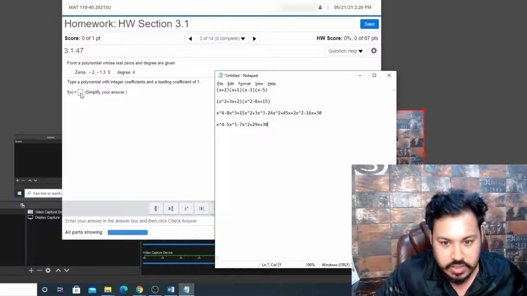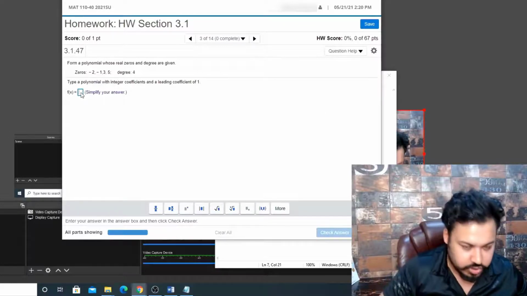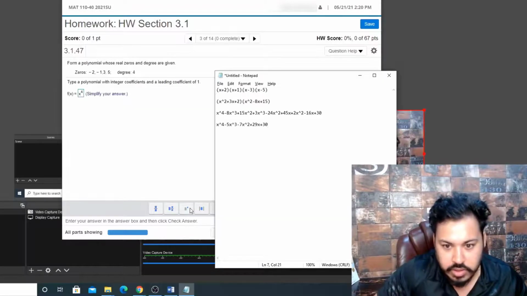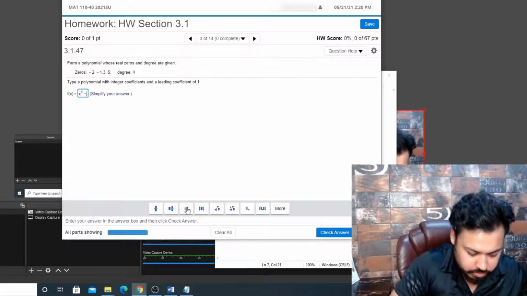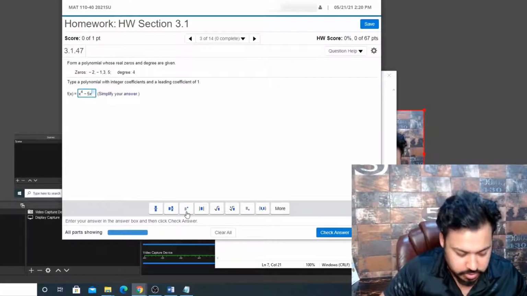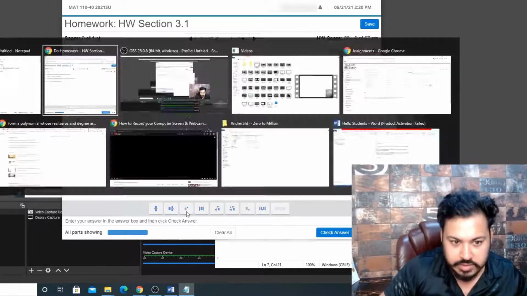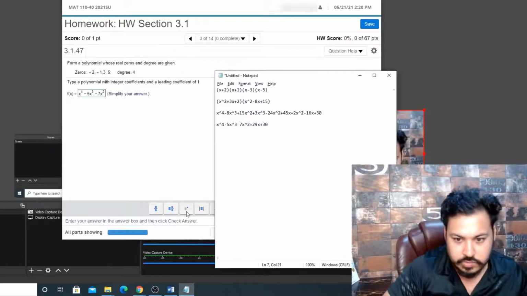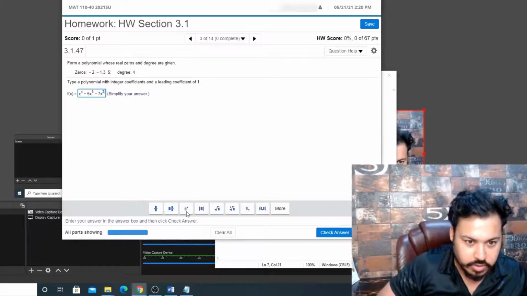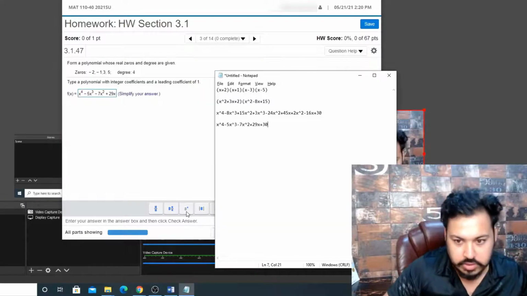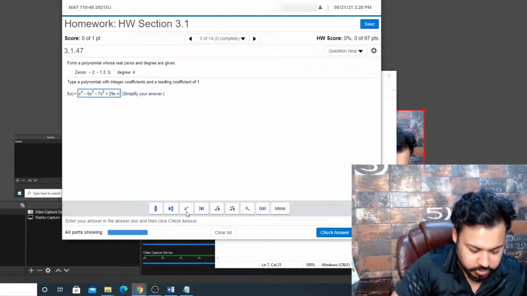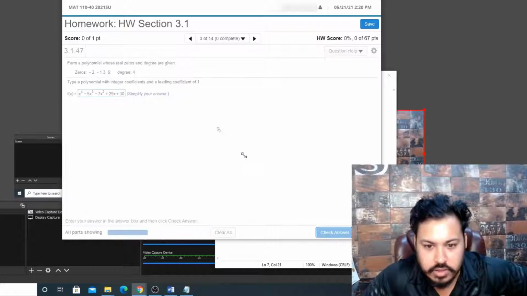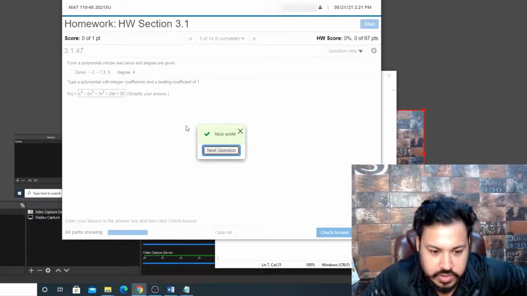Let's check it. I plug it in: x to the power 4, minus 5x cubed, minus 7x squared, plus 29x, plus 30. So this could be right, or it could be wrong if I've made an error. Let's check it. And then it says nice work. So that means this is the right answer.